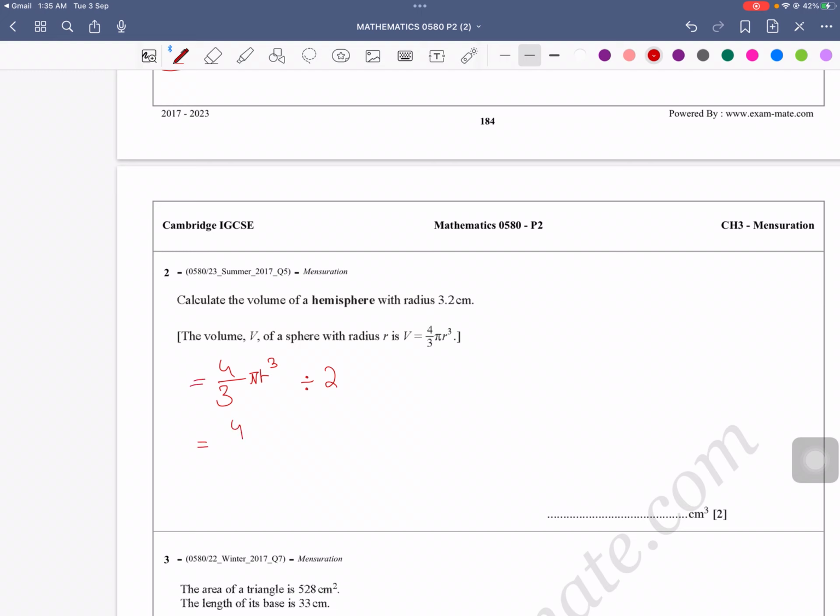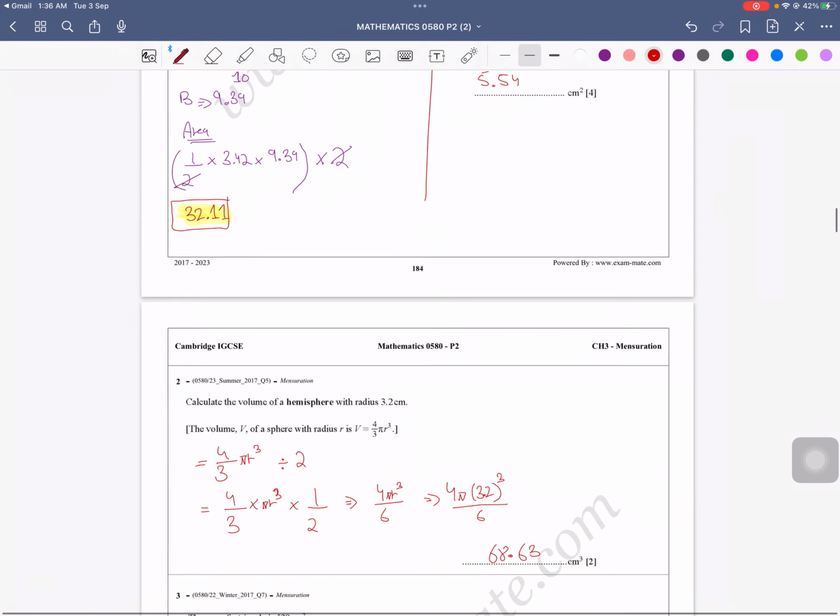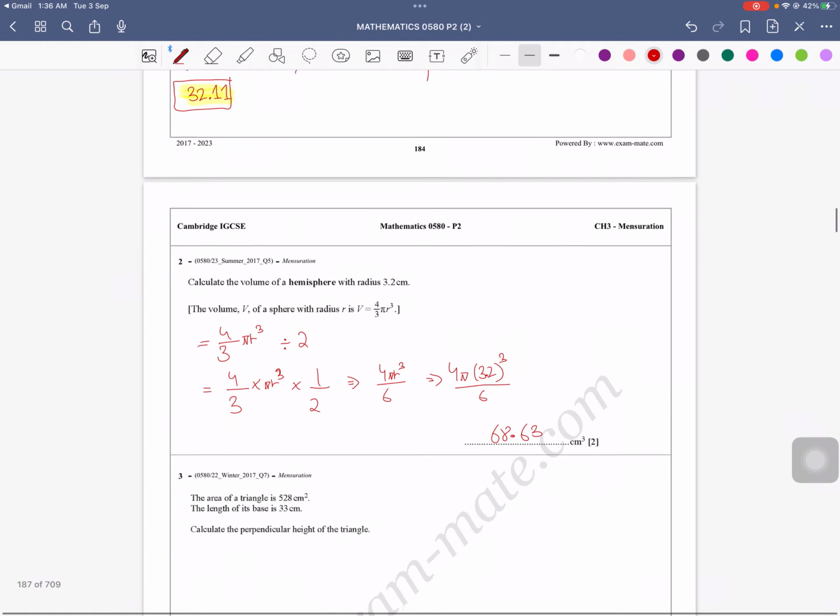For simplification, whenever a divide sign changes into multiplication, the value after it reciprocates, so it becomes 1 over 2. So this is your volume formula for hemisphere. We simply need to plug in the radius, that is 3.2 cubed, and get an answer that will be equal to 68.23. I hope it makes sense. Let's move forward.